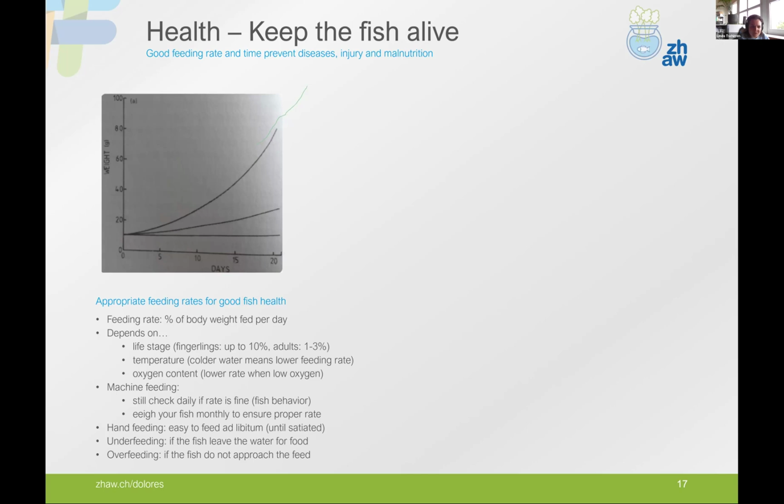Still weigh your fish monthly to ensure that you feed them really what you think you're feeding them. Easiest is hand feeding. You just feed them ad libitum until they're satiated.